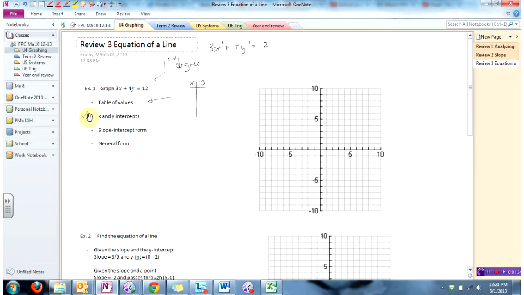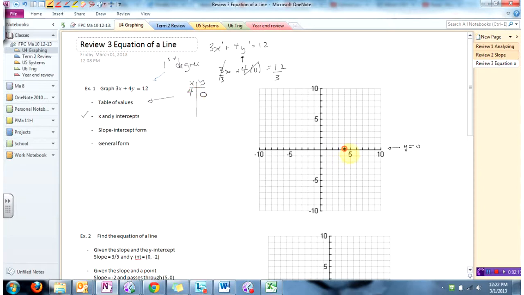But to plot these points, if we're going to find the x-intercept, then we need to be aware that every point on the x-axis has a height of 0. So by plugging in y equals 0, subbing it into our equation, we end up with 3x plus 4 times 0 equals 12. Divide both sides by 3, and we get x equals 4. And that's our first point.